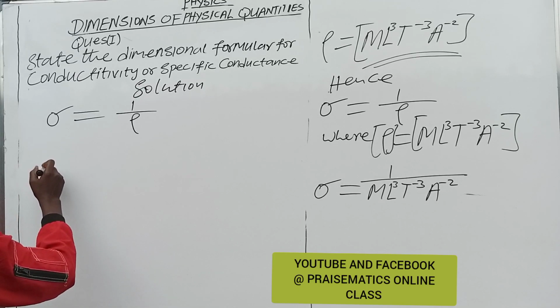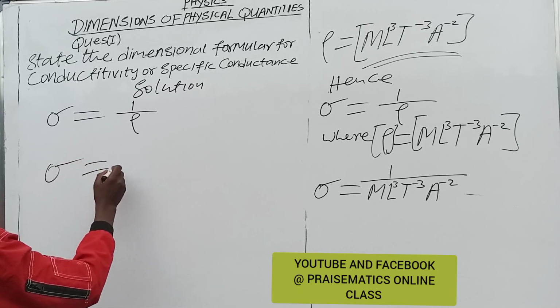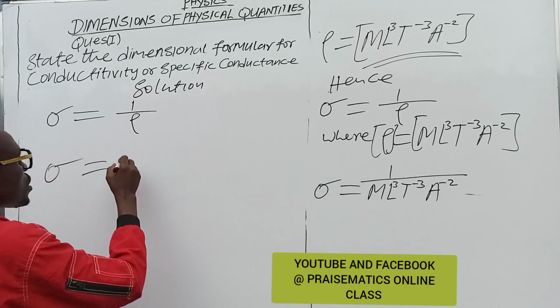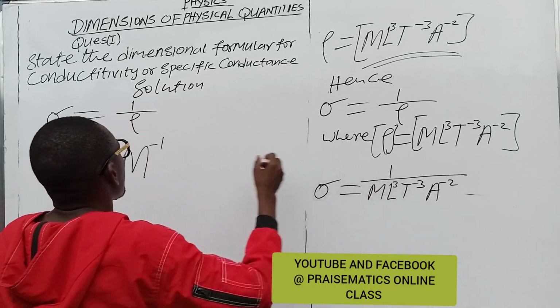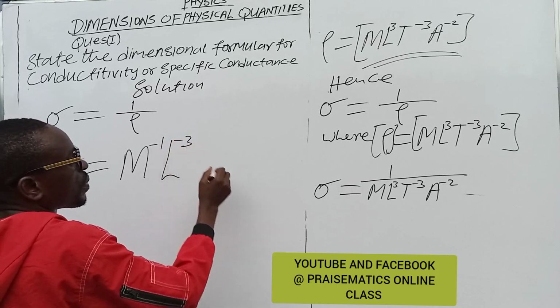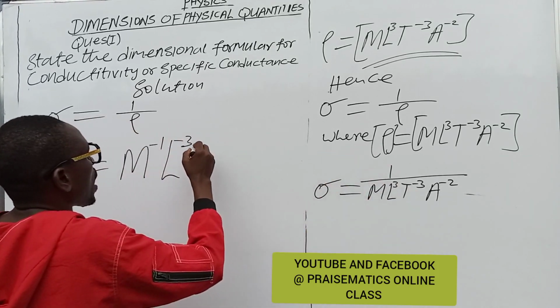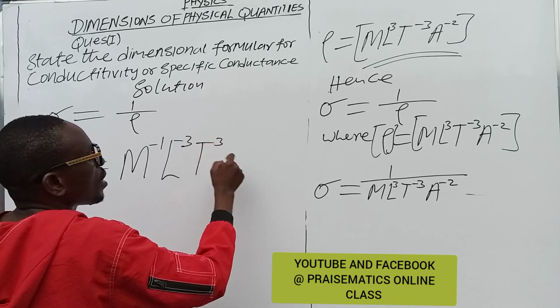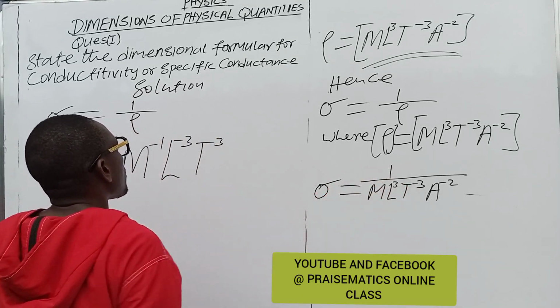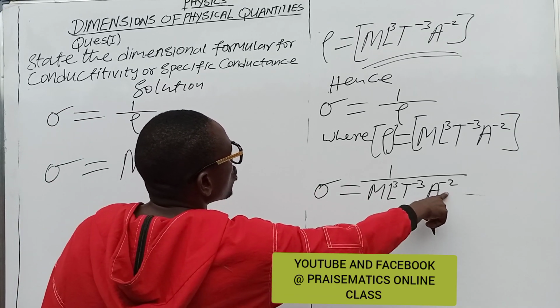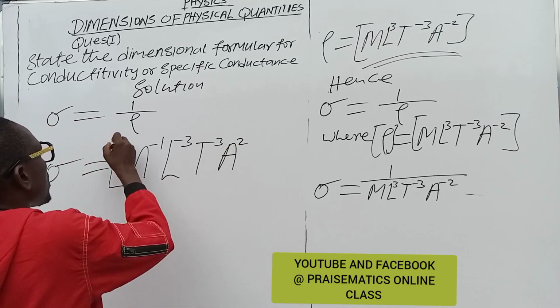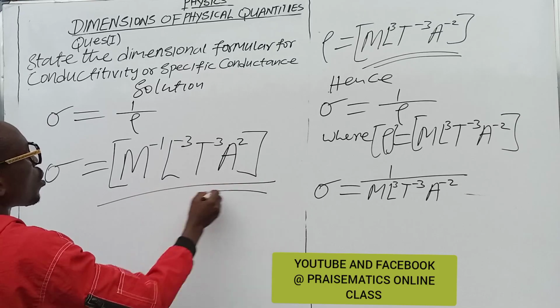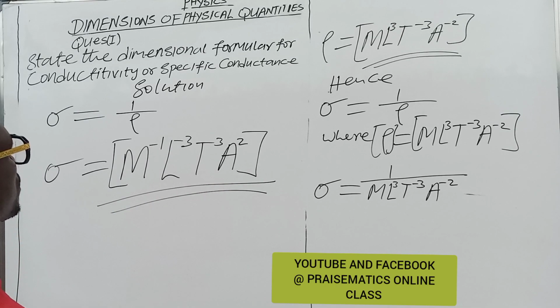Now having done that, finally our conductivity is equal to, now M will climb up, which is M raised to power minus 1. L raised to power 3 will climb up, which will give us L raised to power minus 3. T raised to power minus 3 will climb up, which will give us T raised to power 3, because when it climbs up, minus becomes plus. Now A raised to power minus 2 will climb up to give us A raised to power 2. So that is our dimension. This is the dimension of what we call conductivity or specific conductance, and that is how to get it.